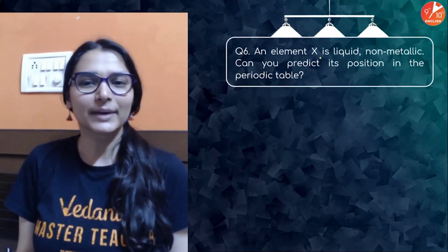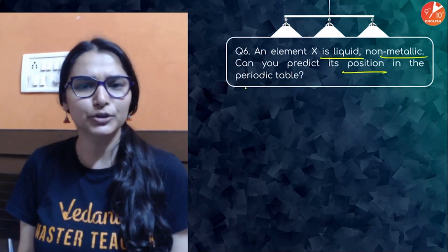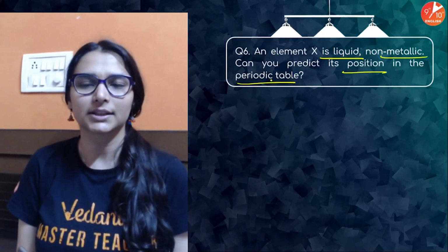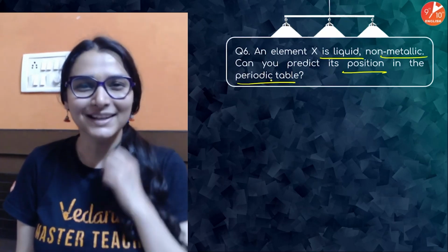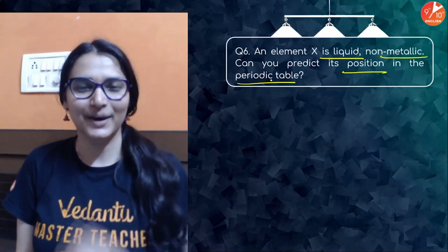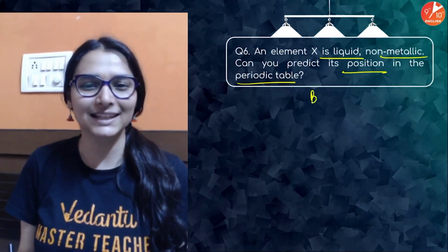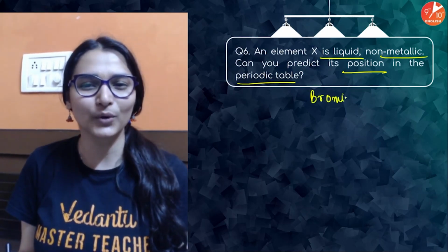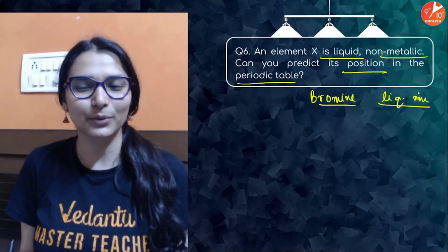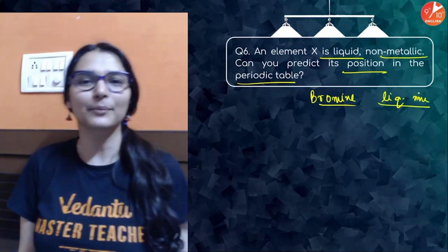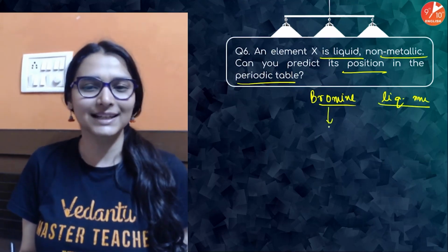Okay, an element X is a liquid, non-metallic. Can you predict its position in the periodic table? Can you tell me a non-metal which is liquid? Metals and non-metals में आपने किया है. Bromine is the only liquid non-metal. Liquid non-metal और liquid metal में आपने कौन किया था? Mercury, है ना. And bromine is a halogen.